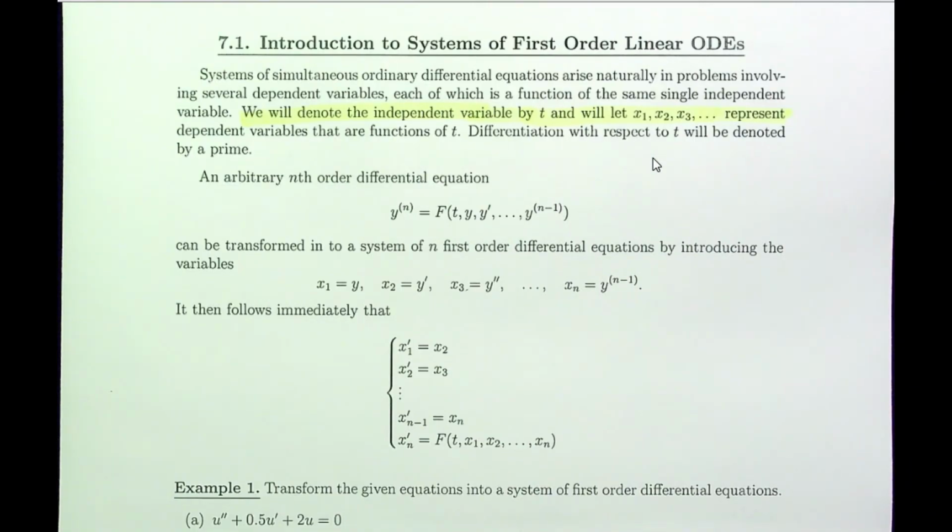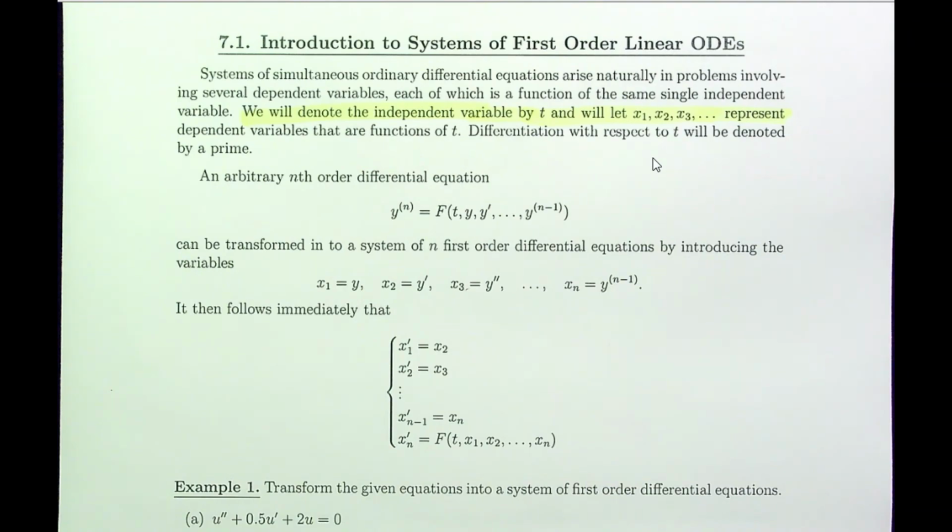Section 7.1, Introduction to Systems of First Order Linear Ordinary Differential Equations. This is the last topic of the semester, and the last chapter we're going to cover is on systems of first order linear differential equations, and this is section 7.1.